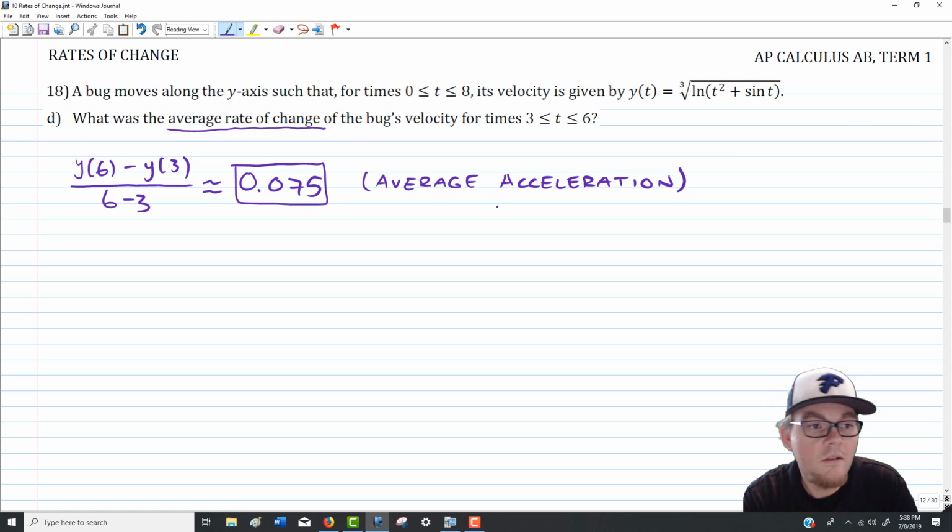Hopefully this has been helpful and clarified some stuff, given you some extra tips and information, and helped you work through this rates of change problem set. And again, hopefully you're feeling comfortable with differentiation as well, because tomorrow's lesson is going to be a new differentiation technique.